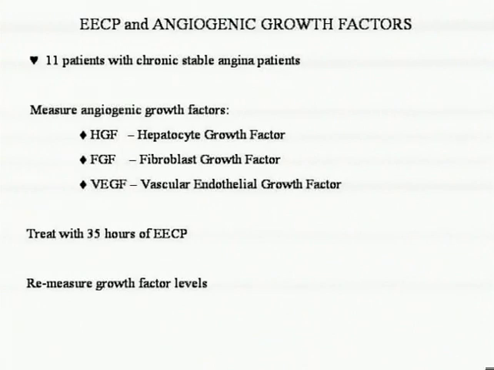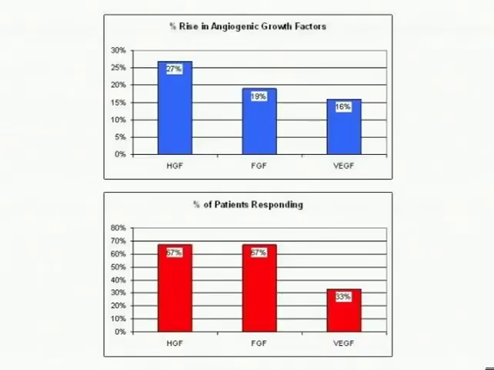ECP and angiogenic growth factors: we're going to look at 11 patients with stable angina. We're going to measure growth factors. Now, these growth factors have a hodgepodge of names depending upon the organ in which they were discovered, but we'll just use the abbreviations. HGF, FGF, EGF, they promote the growth of new blood vessels, angiogenesis. When you're developing as an embryo, you have very, very high levels. We would like to see high levels in our patients because we want you to grow new blood vessels, especially during ECP. So you do the baseline levels, treat them with the ECP, and you reevaluate, and the HGF rises 27%, the FGF by 19%, the VEGF by 16%.